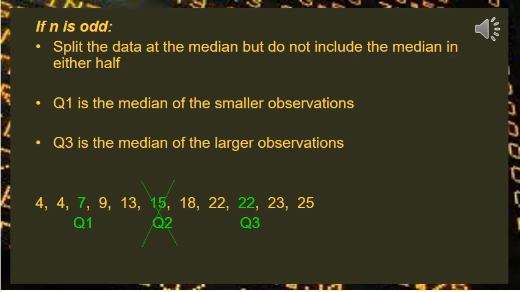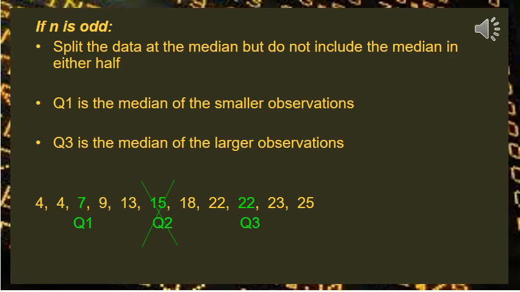So in order to calculate Q1, you will only use the smallest half of observations, here from 4 to 13, and you will not use 15. So which number is exactly at the center of the smaller observations? It's 7. So 7, or Q1, is actually the median of the smaller observations when you do not include Q2. To find Q3, you proceed exactly in the same way. You take the largest half, from 18 to 25.